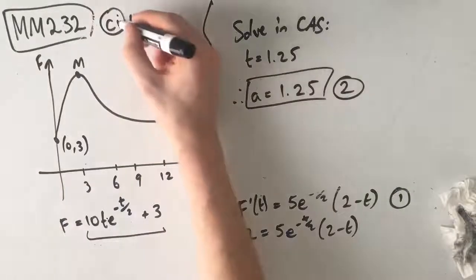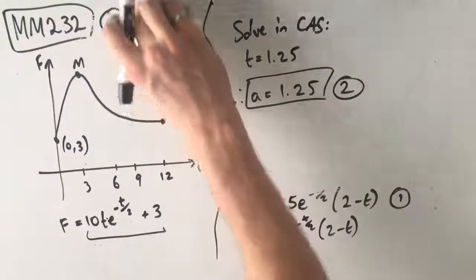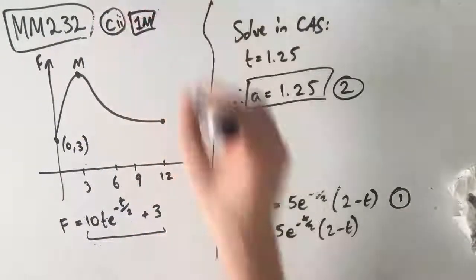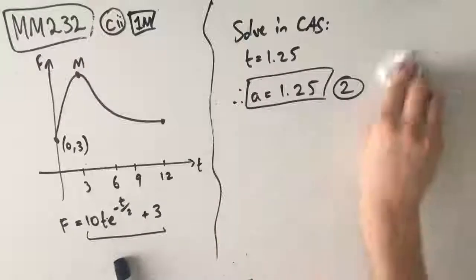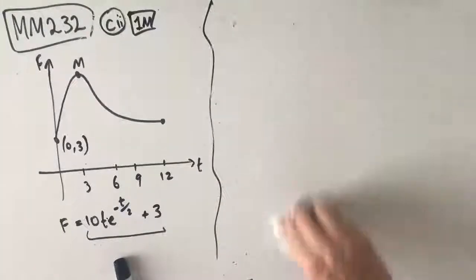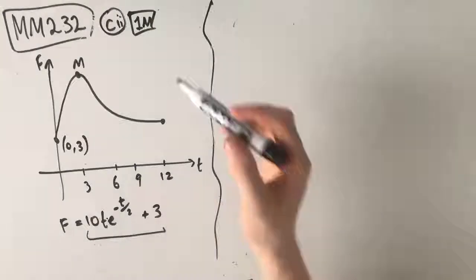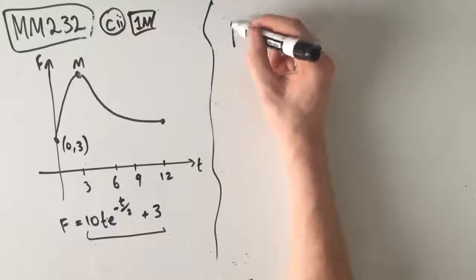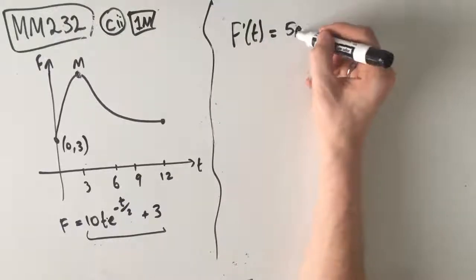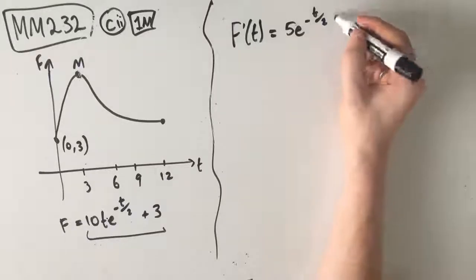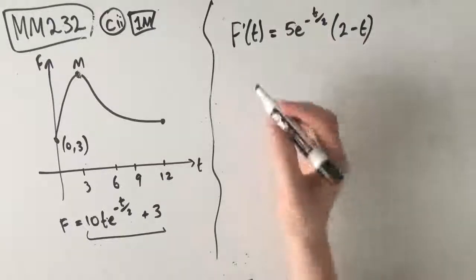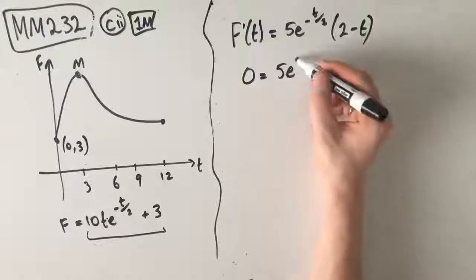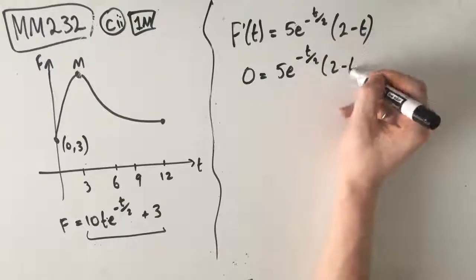Part CII is a 1-mark question, and we are asked to find the time at which the pig is most hungry. Right, so this is 1 mark, and it's most hungry, as in its hunger levels are the biggest, or the strongest, at our maximum, which is point M here, right? So we know from our previous question that f dash of t is equal to 5e to the negative t on 2 times 2 take t. And our maximum occurs when the gradient is 0, right?